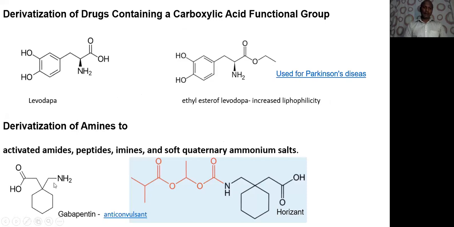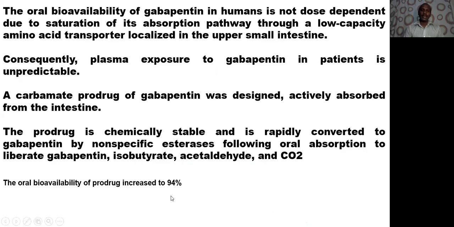So if you have amines in your drug molecule and it has a certain kinetic problem, that is absorption or transportation, what we do is that these amine groups we can convert into activated amides, or you can convert them into peptides or imines or soft quaternary ammonium salts. So for example, you have gabapentin, which is converted into an activated amide, that is, we converted that into carbamate. And then with that, 94% bioavailability was achieved.